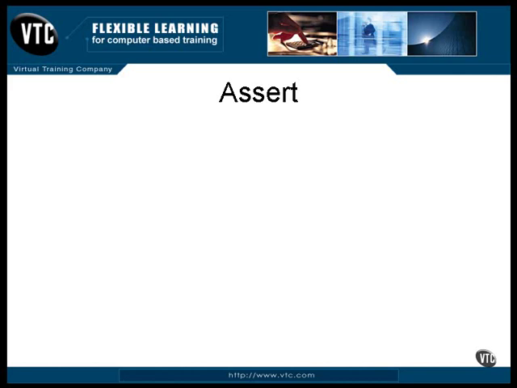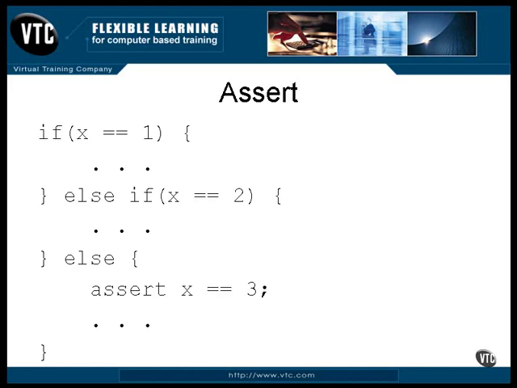For example, say you have a block of code where only specific things can happen. In this code, x must be equal to 1, 2, or 3. Instead of just assuming that last one, you can use an assert statement to throw an exception if something goes wrong. If something does go wrong, the assert will catch it.